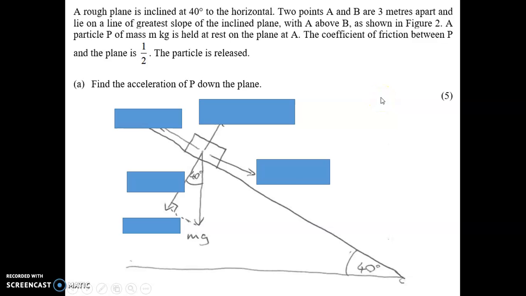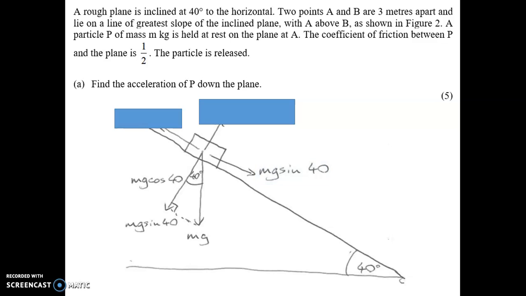And then we can resolve that to parallel and perpendicular to the slope. So there it is, mg cos 40 perpendicular to the slope, and mg sin 40 parallel to the slope. I always redraw the force that's parallel to the slope actually coming out of the particle, so that will be going down the slope. Because we know that this particle is travelling down the slope, it's not going to have any movement perpendicular to the slope, which means that it's in equilibrium in that direction.